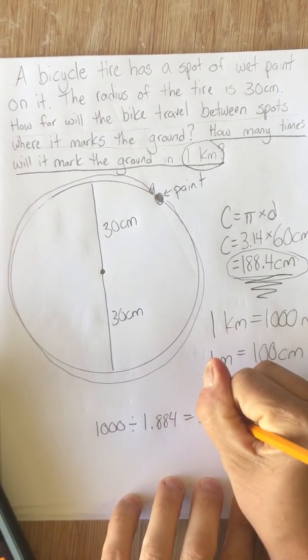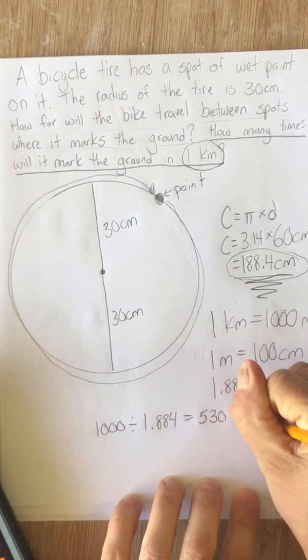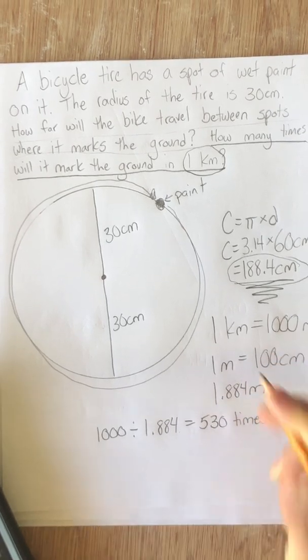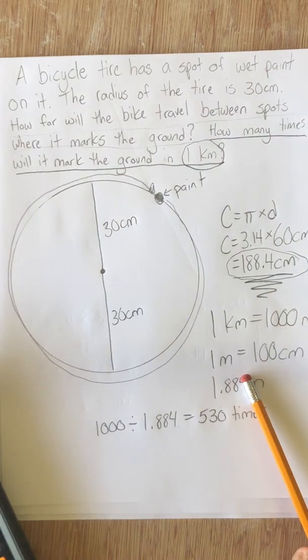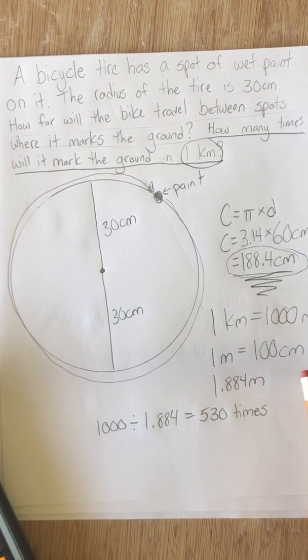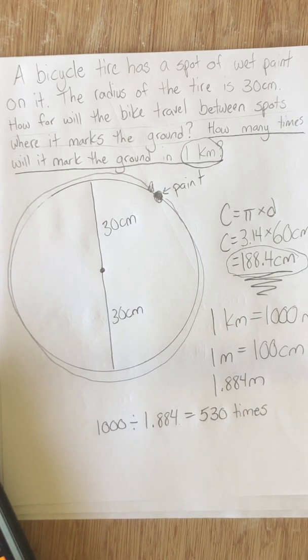530 times. Okay, so this last question that we're going to be doing today is a little bit trickier, so don't worry, parts of it are a little bit confusing, but it's kind of like that challenge question. Try your best. Don't panic if that last one's a little bit tricky.